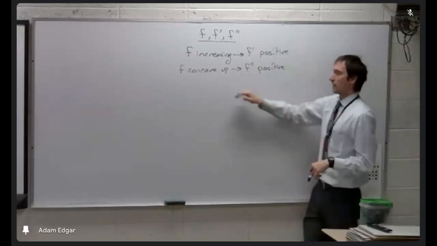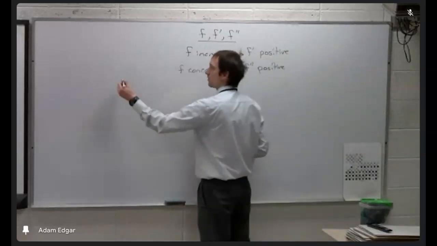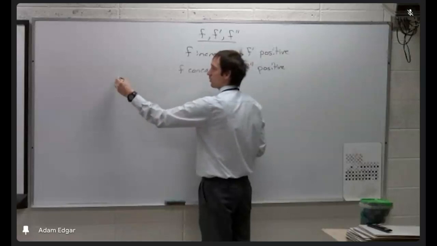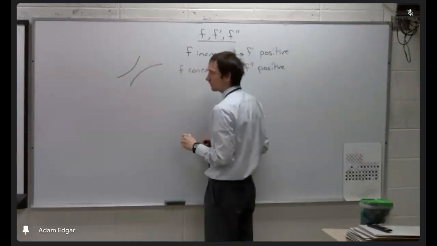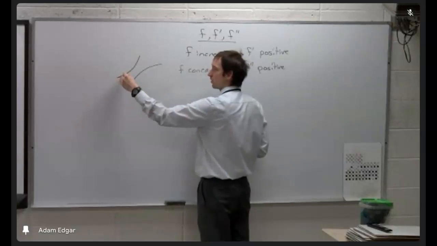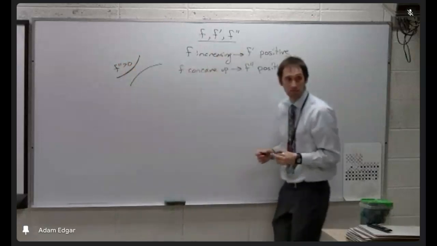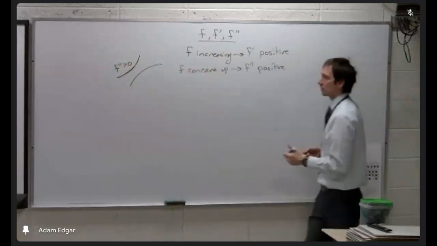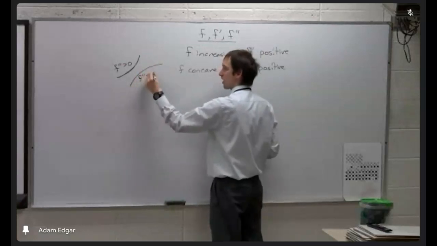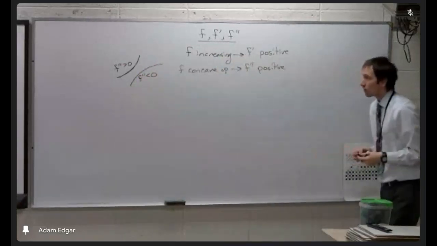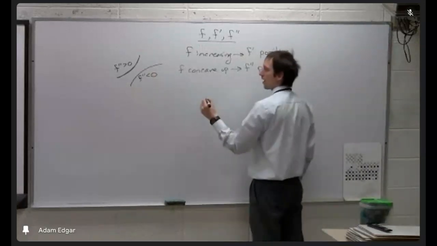If f is concave up, you've got to understand what that looks like. Concave up is like bending up, so this is concave up. This is concave down. So if you see the curve kind of going like this, that means f double prime is positive. And if you see the curve bending down like this, that's concave down, so that would mean f double prime is negative.